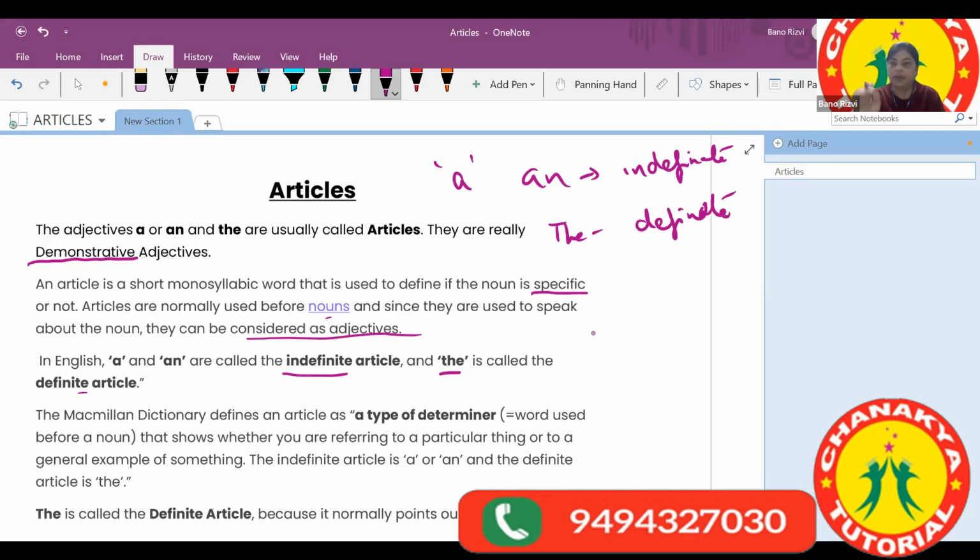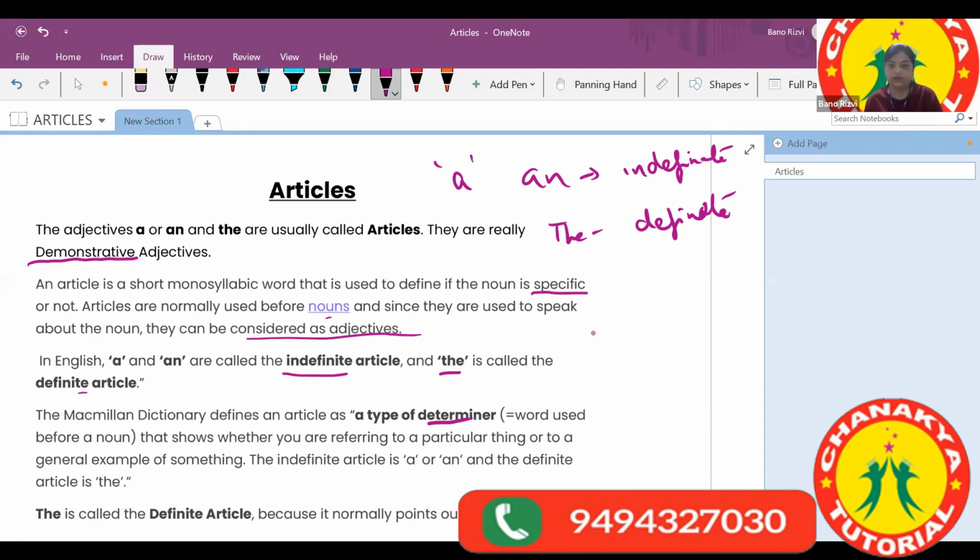Okay, the apple. Now, this is an apple. Now the apple is red. So when we are saying the apple is red, it means we are talking about a definite apple. Fine. So the Macmillan Dictionary describes article as a type of determiner. Then articles are also known as determiners.